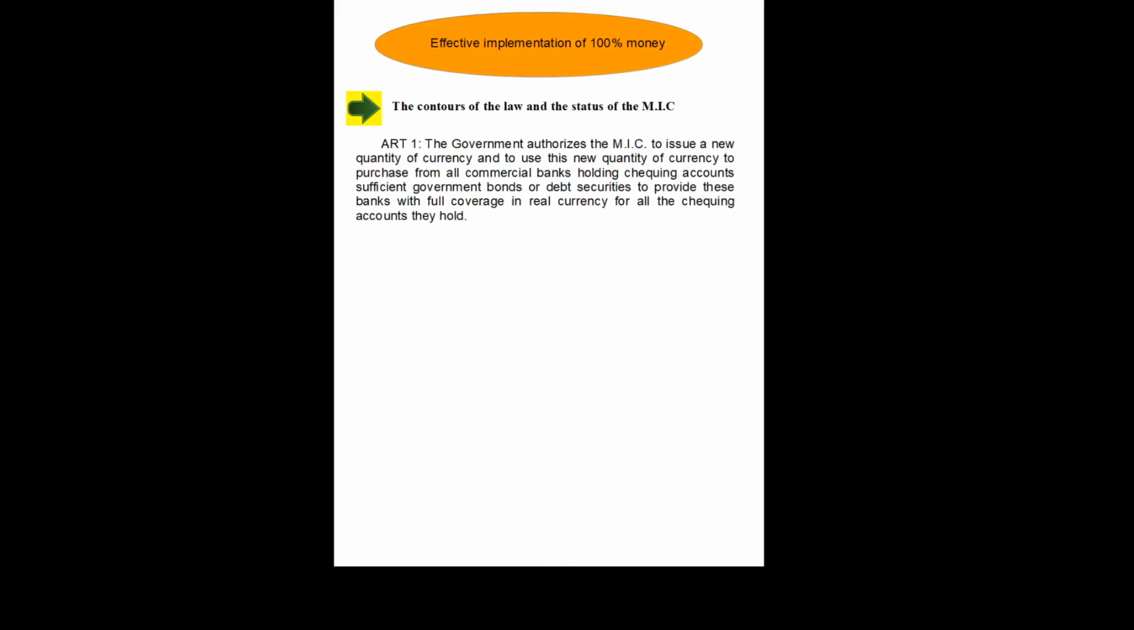Effective implementation of 100% money. The contours of the law and the status of the Monetary Issuing Commission. Article 1. The government authorizes the MIC to issue a new quantity of currency and to use this new quantity of currency to purchase from all commercial banks holding demand deposit accounts sufficient government bonds to provide these banks with full coverage in real currency on all the demand deposit accounts they hold.